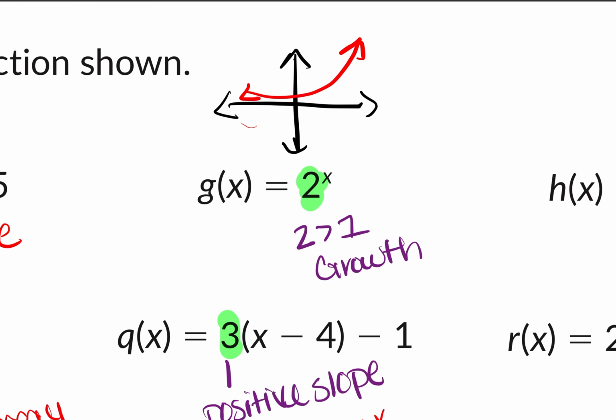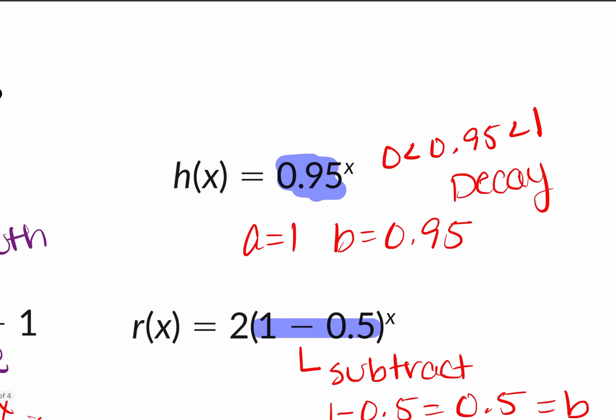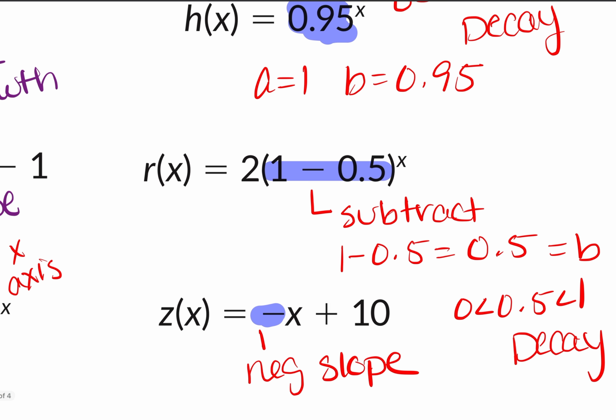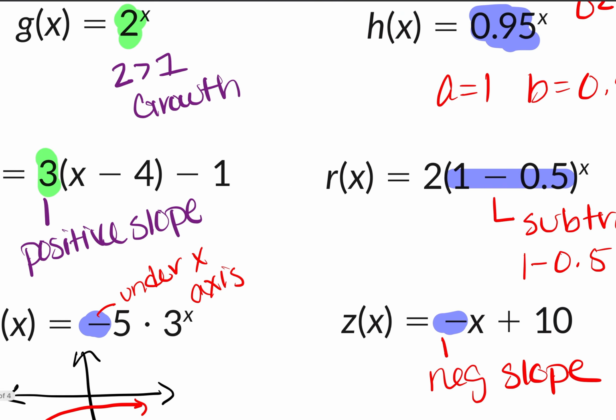And I did a little graph as well. This one, your b is 0.95, which is less than 1, which means that that is going to be a decay. Your A is going to be 1. It's there, but it's just invisible, so you can't see it. But again, it is there. Now, the one underneath, 1 minus, if you were to actually work that out, that would be 0.5, which again is less than 1. So again, that would be a decay.